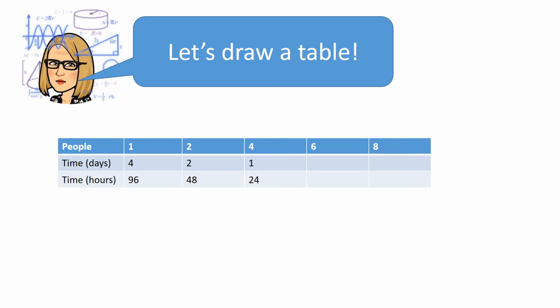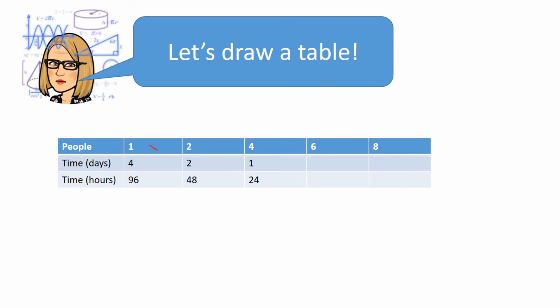Well, let's draw a table. So along the top here, I've got the number of people painting, and then I've got the time it takes to paint my bedroom and hallway, and I've put it into days and in hours, and you'll see why I've done that in a minute. So first of all, if I've got one person, it takes 4 days.